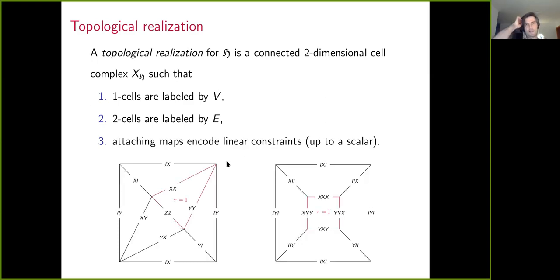So here the Mermin square and star pictures turn into these two pictures. Both pictures essentially represent a torus. The top and bottom parts and the left and right sides of these squares are identified because they are labeled by the same operator. And similarly for the right-hand side. So these are two tori which have different cell decompositions.